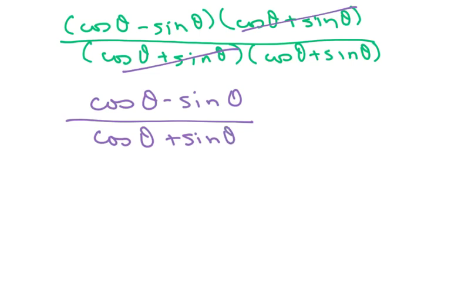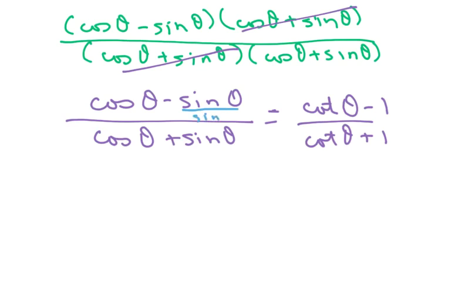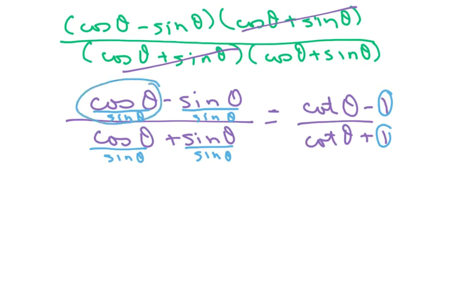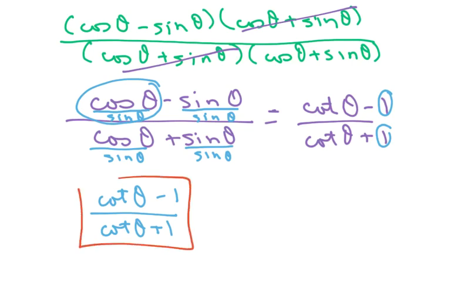Now, to force it to look like what we want, I'm going to take each piece and divide by sine, because we want this to equal cotan of theta minus 1 over cotan of theta plus 1. So basically, and I'm going to do it real small here, if I divide this by sine and this by sine, I get 1 here also. So if you do it to each piece, sine and sine, we know that cosine over sine is cotan. So we get cotan of theta minus 1 over cotan of theta plus 1. So basically, that's your answer.